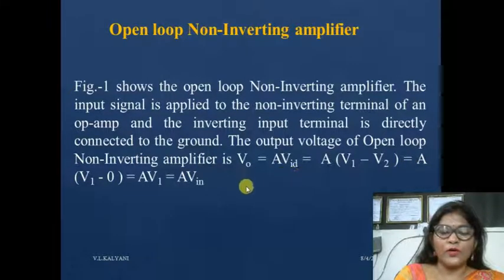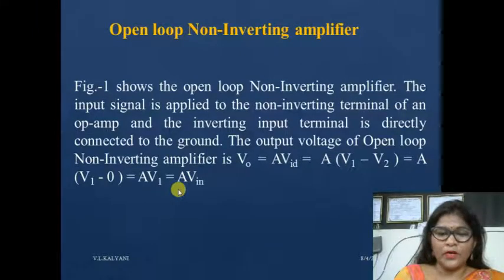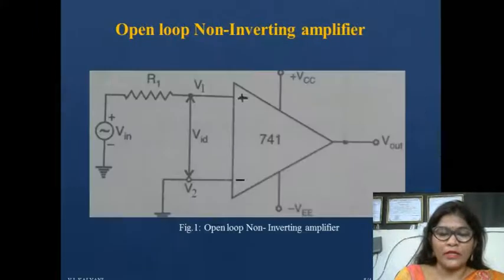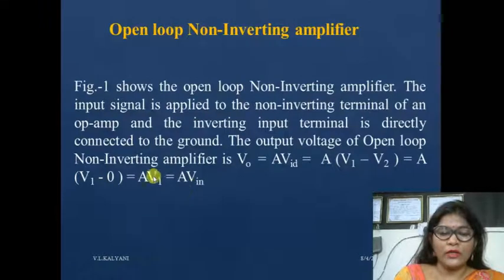Why? Because V2, in case of the non-inverting amplifier, is directly grounded like this. So V2 is equal to 0, and now this will be equal to A into V1, which is also equal to A into Vin. So in case of the open loop non-inverting amplifier, the output voltage will be equal to A into Vin.